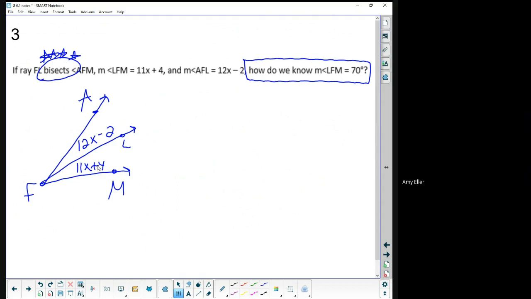Now I'm trying to think, how am I going to get LFM to be 70? I started this vocab word. Do you think that word is important in solving this question? Yes. Bisect means cut into 2 equal parts. So I would draw and then talk about it. I would say, okay, bisect means this angle is exactly matching that angle.